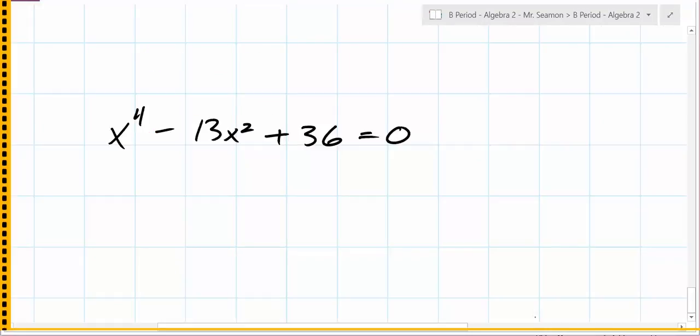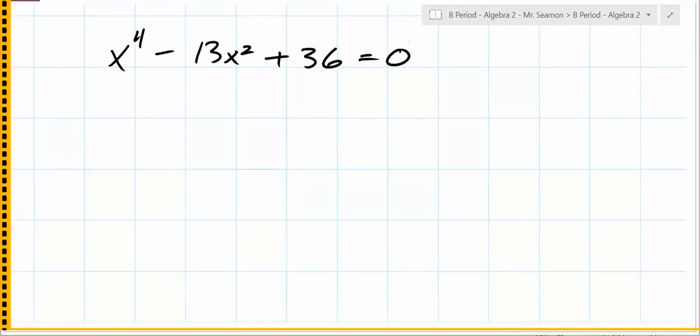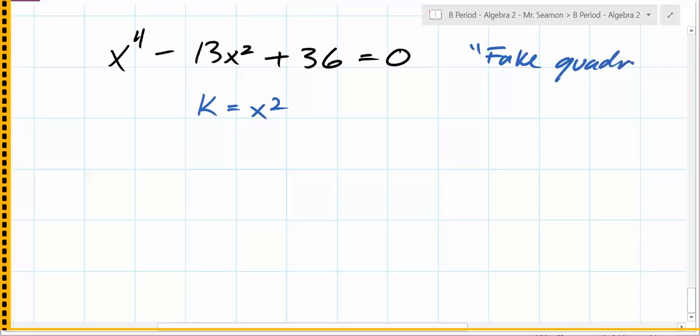You changed the x to k and you said k equals x squared. Exactly. This is actually, I call this a fake quadratic. That's my term. It's not what the book calls it. Because it really behaves like a quadratic. It just adds in one layer. If k is equal to x squared, or any letter you want it to be, what does this become? Well, it becomes minus 13k plus 36 equals 0.